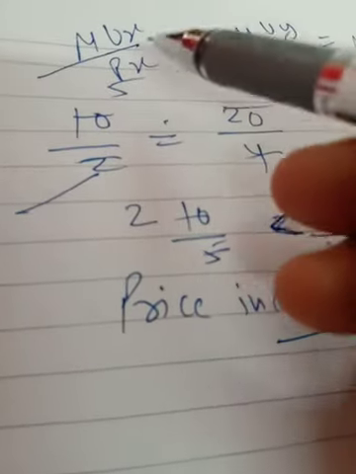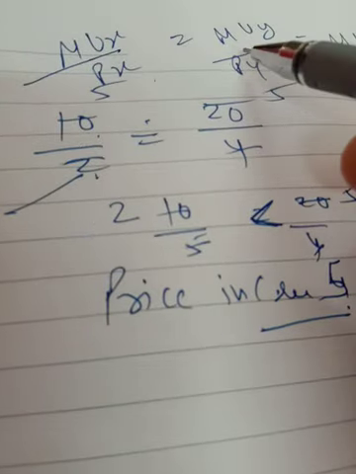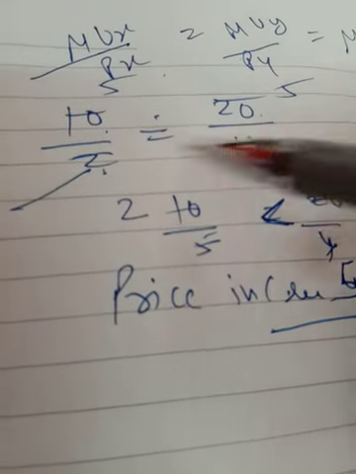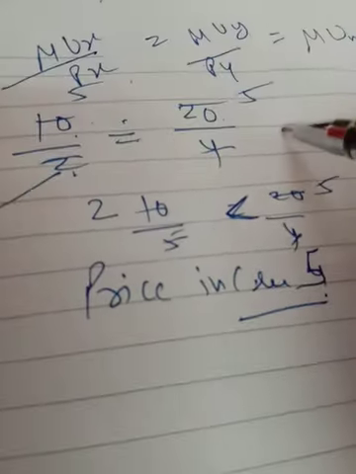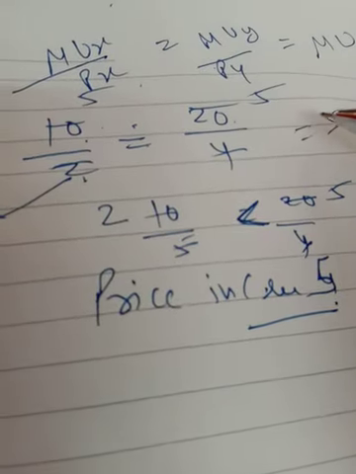Suppose I am taking marginal utility of x commodity 10 utils and price of x 2, and here marginal utility of y 20 utils, price of y 4. I am getting 5 is equal to 5 is equal to 5. They all three together are equal to each other. That is the consumer equilibrium situation.